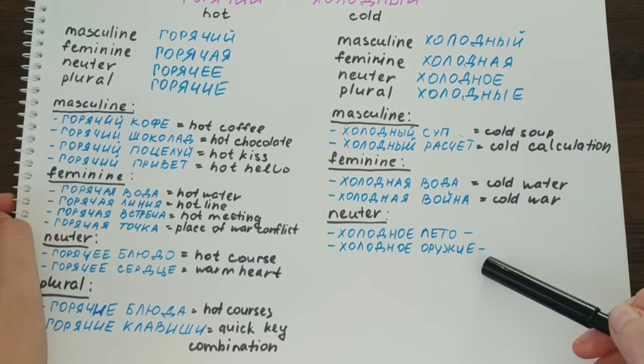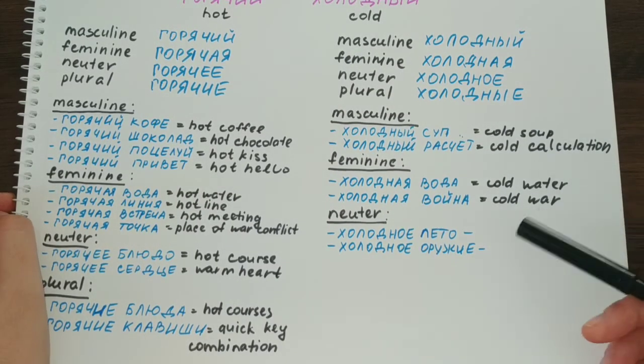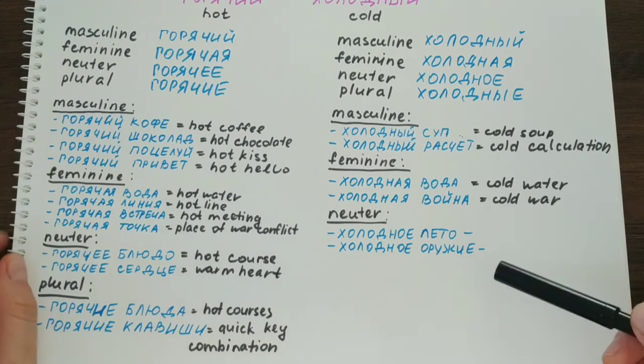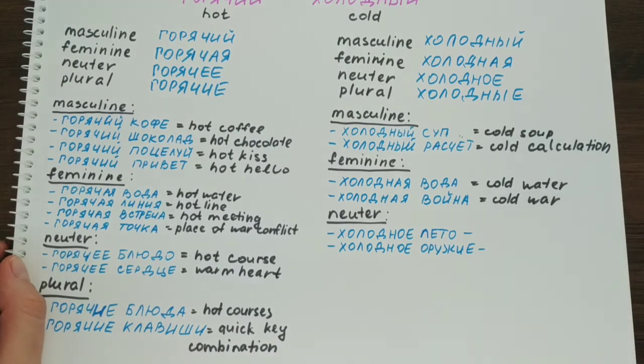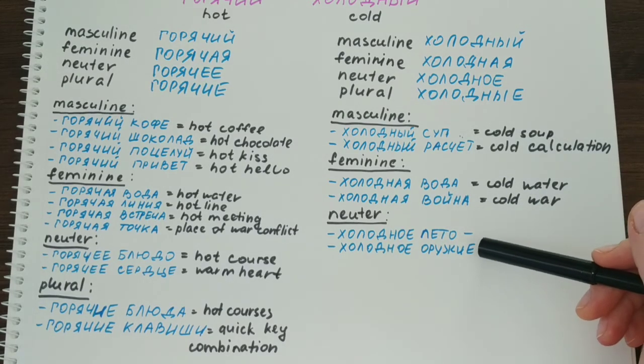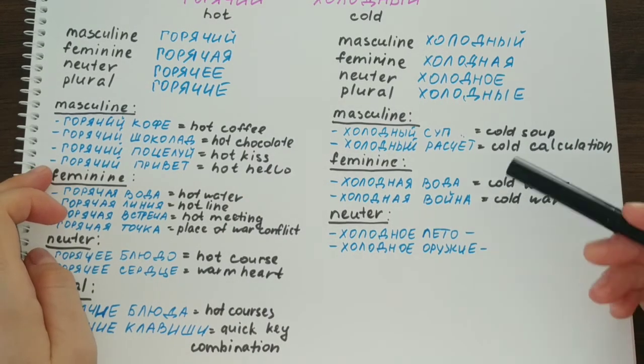And next we have the figurative meaning of the adjective холодное, which is холодное оружие. It is a set expression which means cold weapon. So that is also where the adjective холодное is used in its figurative meaning, not to the touch, but some other meaning. So these are two examples of the neuter gender adjective холодный.